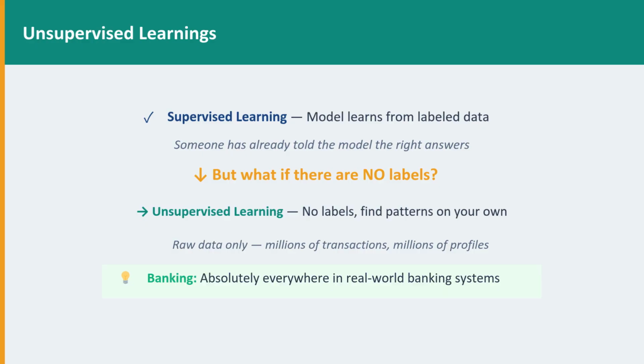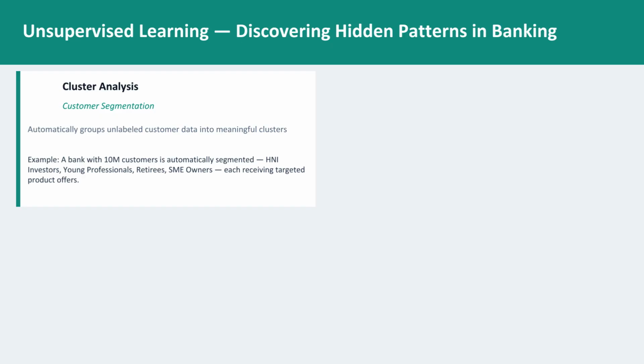Let me walk you through four powerful techniques. Number one, customer analysis or customer segmentation. Imagine a bank with 10 million customers, completely different people, different ages, incomes, transaction habits, and investment preferences. How do you serve them all differently without manually grouping them? You let the model do it. Unsupervised clustering algorithms automatically group these 10 million customers into meaningful segments.